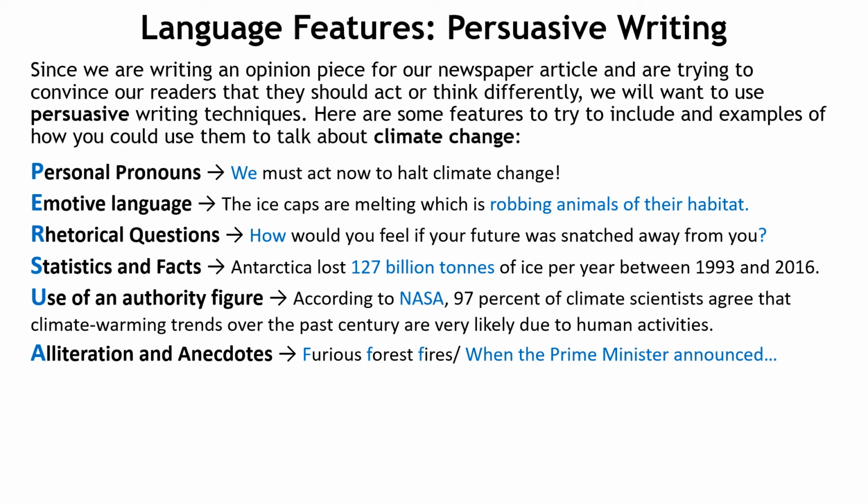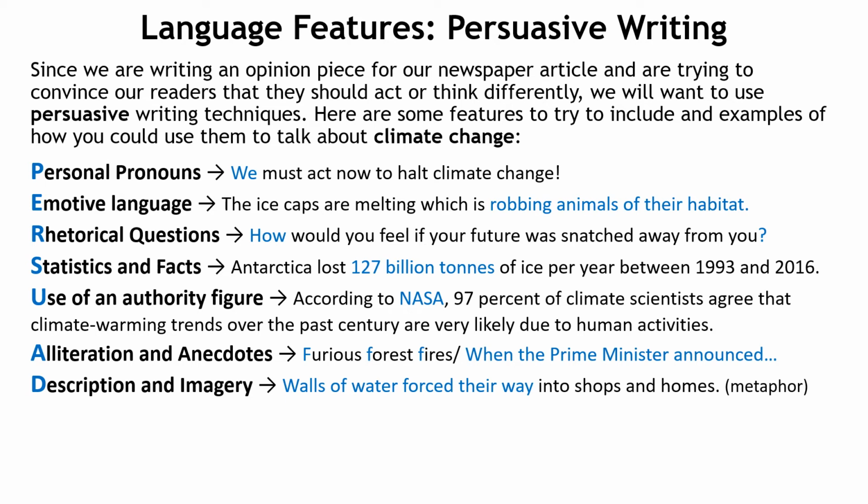Alliteration and anecdotes. Alliteration is when several words start with the same sound, like furious forest fires. And an anecdote is when you tell a story about something which has happened. An anecdote might start, when the Prime Minister announced.